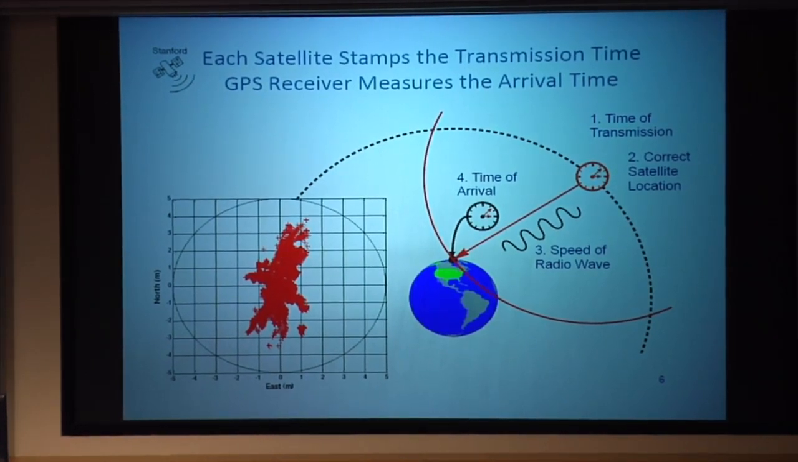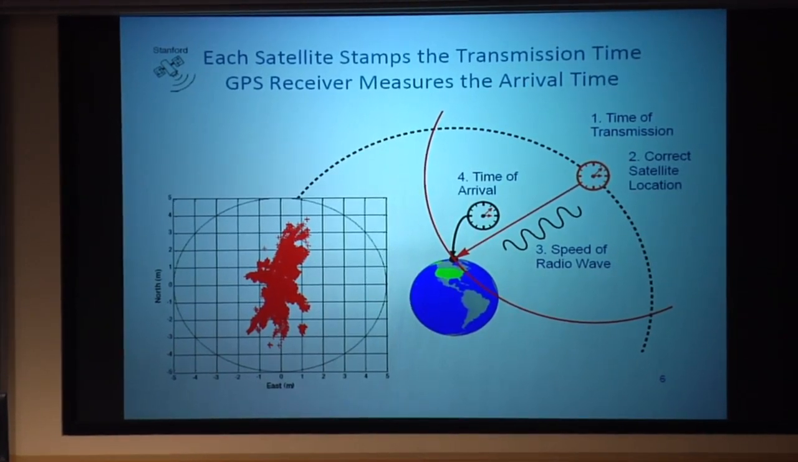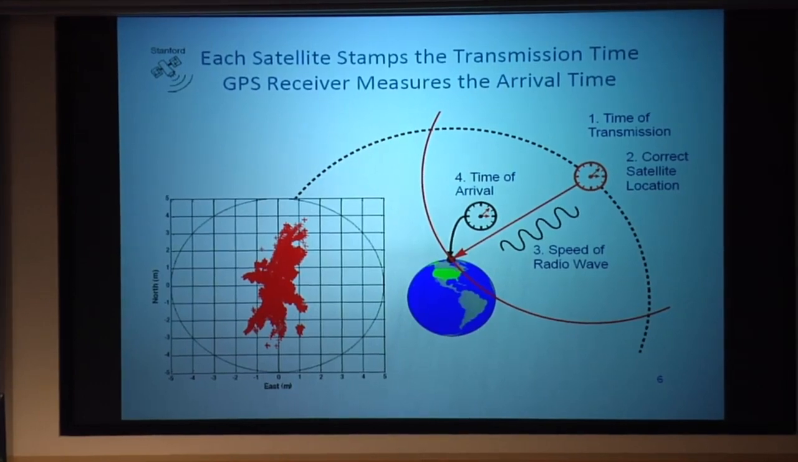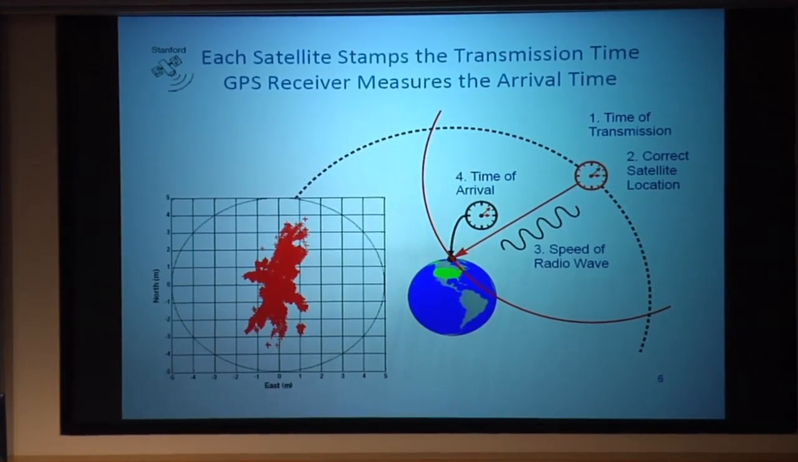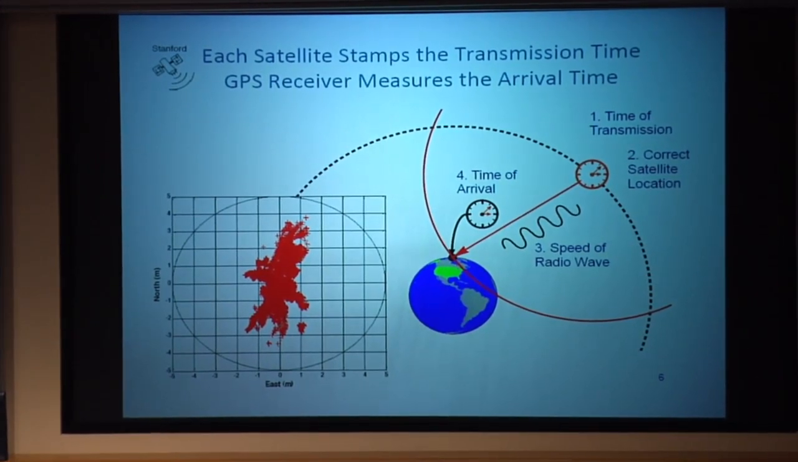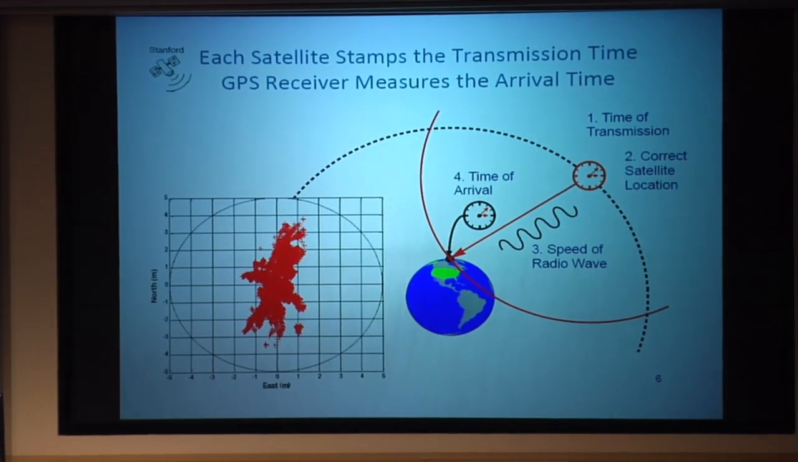And so we need those four things to go well on a per-satellite basis for the GPS to work. We need the time of transmission to be on time. We need the data coming down from the satellite to truly reflect and tell us where the satellite is, so we know where that reference point is. We need the speed of the wave to be reasonably close to what we think it should be going through an ionospheric plasma, but mostly free space. And then we need to make the time of arrival measurement well.